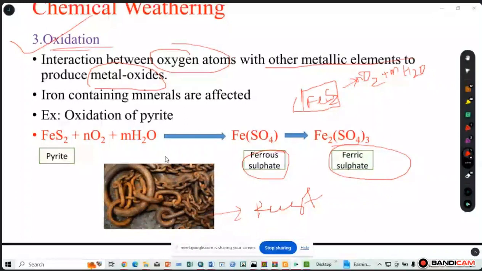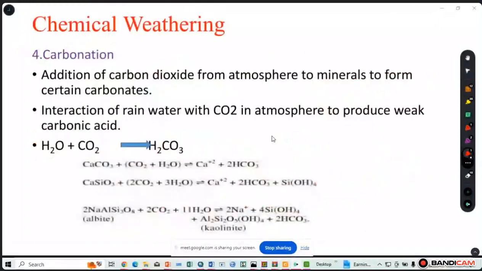Okay, and another process is the carbonation process. Like the oxidation process involves oxygen, the carbonation process involves CO2. That means the addition of CO2 from the atmosphere to the mineral to form certain carbonates.